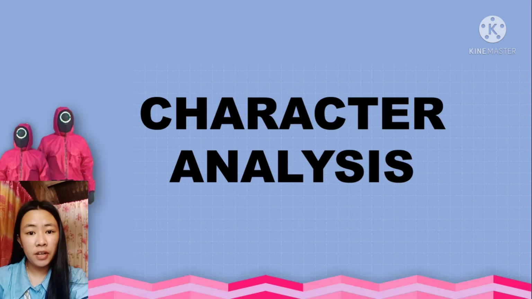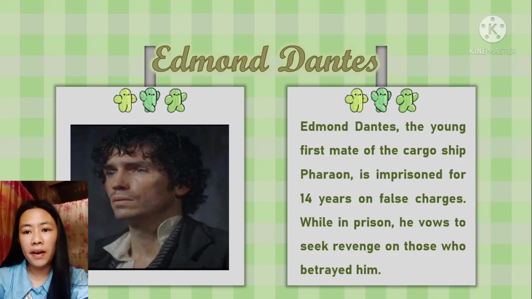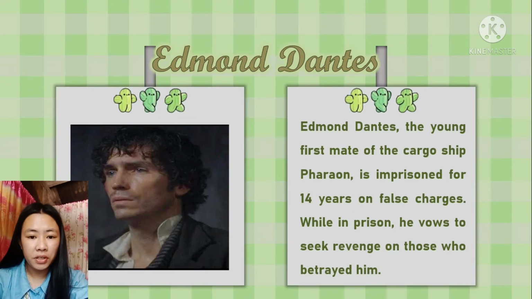So, for our character analysis, we have here Edmond Dantes. Edmond Dantes, the young first mate of the cargo ship Pharaon, is imprisoned for 14 years on false charges. While in prison, he vows to seek revenge on those who betrayed him. Another prisoner, the learned Abbe Faria, helps him acquire a broad education in many subjects and tells him where a vast treasure is buried. So he escapes from prison, finds the treasure, and spends 10 years carrying out a complicated plan of vengeance. He thinks of himself as an agent of God, punishing wrongdoers.